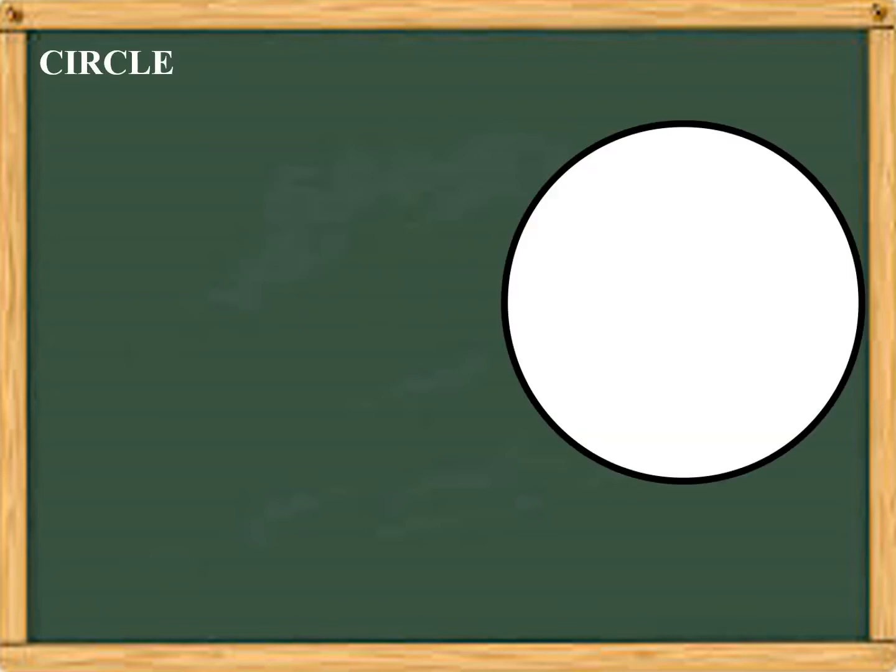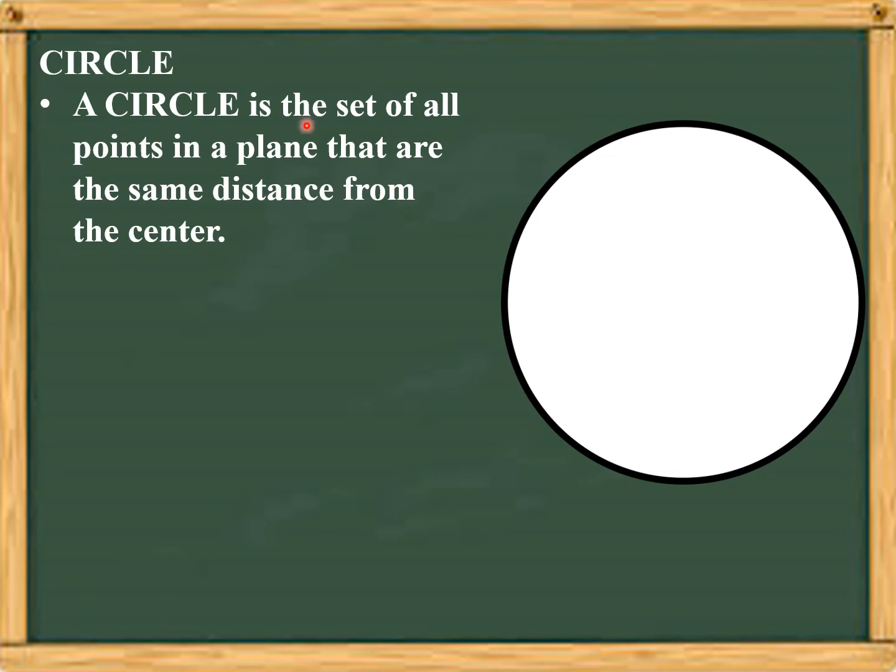So let's define what is a circle. A circle is a set of all points in the plane that are the same distance from the center. So ibig sabihin ang circle ay set ng all points sa plane, which means we have many points here. And also, we have this center. This is the center at ang sabi dyan, the distance from center ay pare-parehas lang.